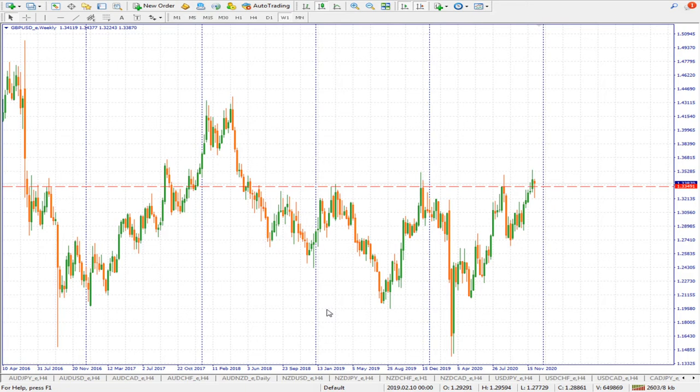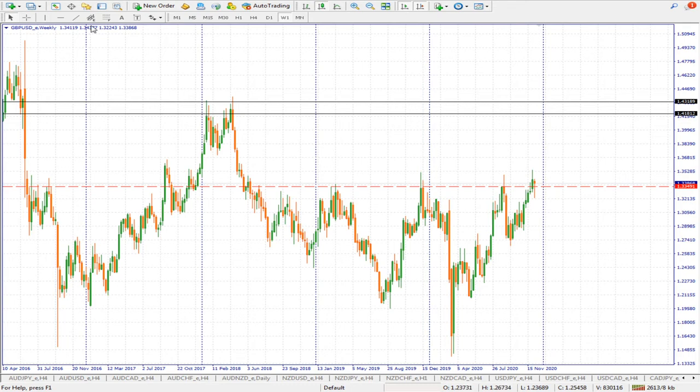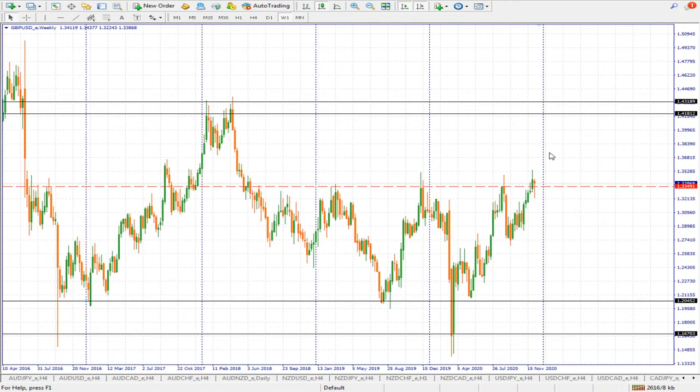So far, most people are only aware of horizontal levels, like the one I've done on my screen. You pick a line, you put it there. You pick another one, you put it there. Then you wait for price to get to these levels before you can trade.